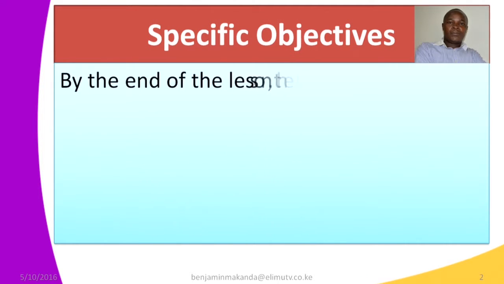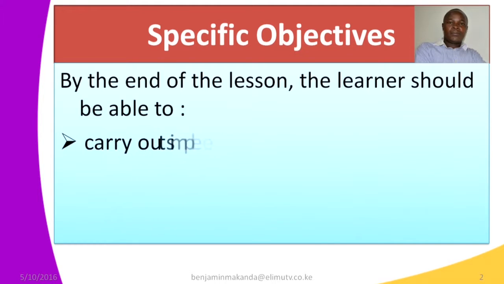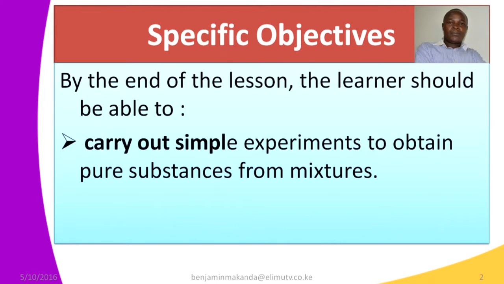Now, in this lesson, we are supposed to meet the following objectives. The first objective is that by the end of the lesson, the learner should be able to carry out simple experiments to obtain pure substances from mixtures. So this is our main objective that we have to achieve at the end of the lesson. So we should be able to carry out a simple experiment that can help us separate substances from the individual mixtures.